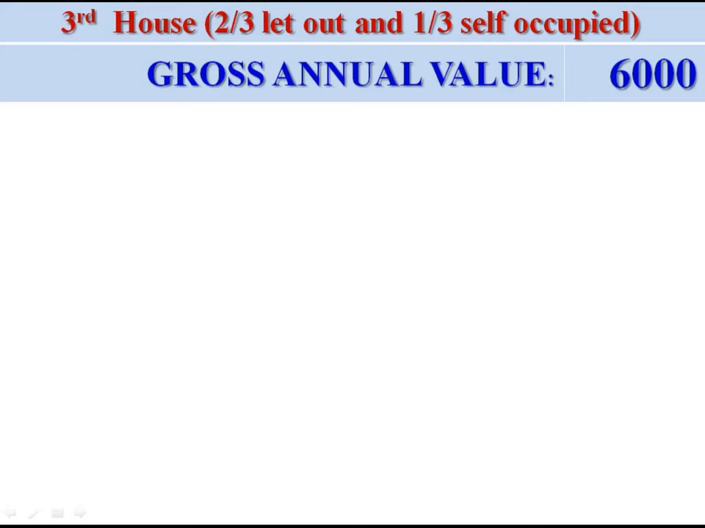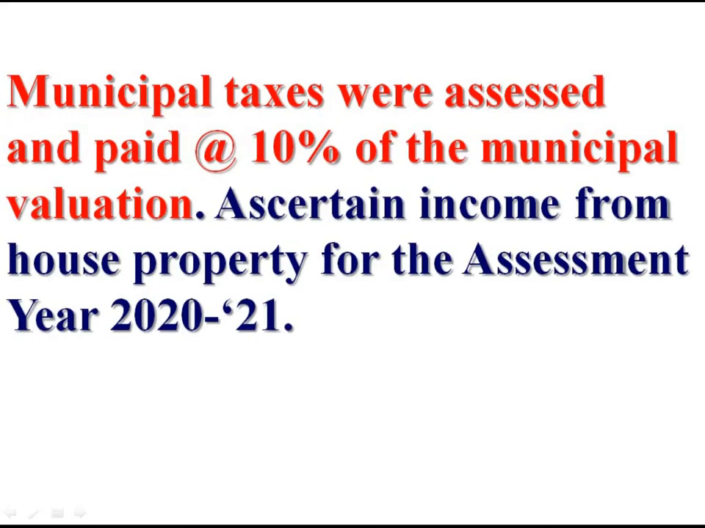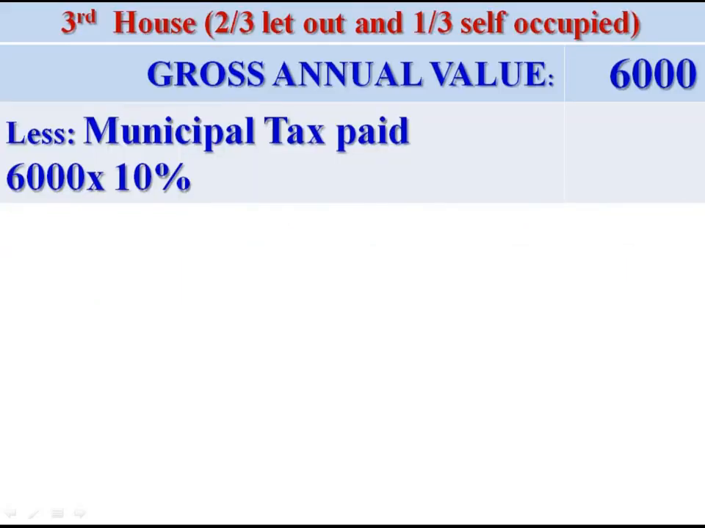From this gross annual value, deduct municipal tax paid. Municipal taxes were assessed and paid at 10% of the municipal valuation. The municipal value of the third house is rupees 6,000. Therefore, 6,000 into 10%.